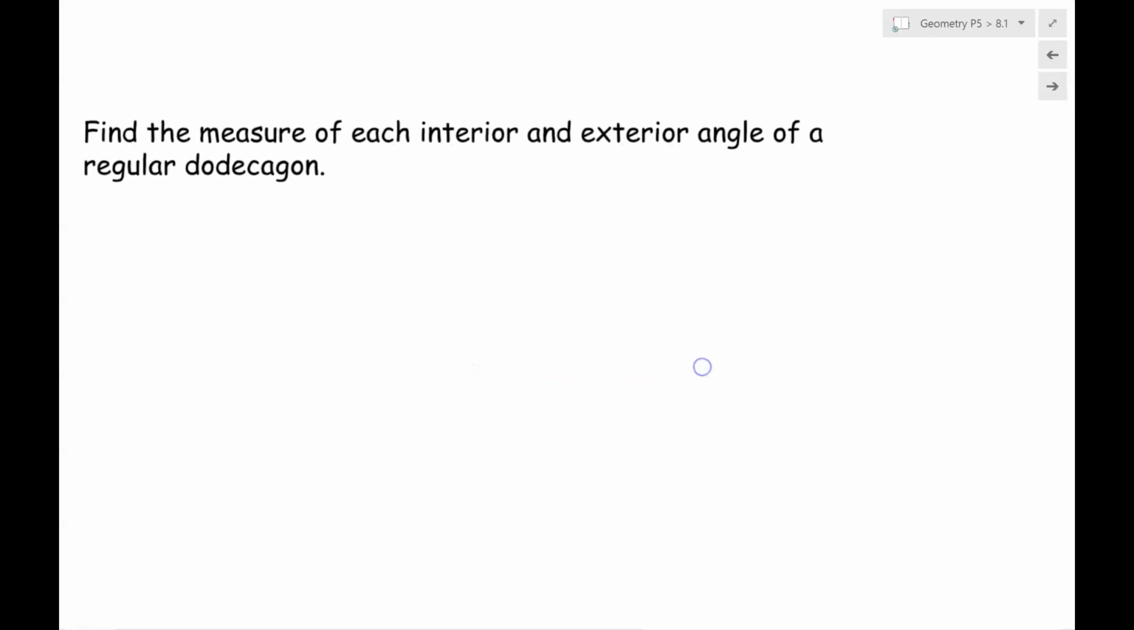So here, this is going to lead us to something that's going to help us out in a little bit. Find the measure of each interior and exterior angle of a regular dodecagon. So first thing I need to find is the sum of the interior.